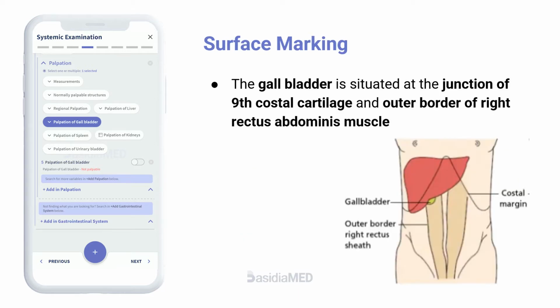Surface marking of gallbladder. It lies on the undersurface of the liver, in the main liver fissure, at the junction of right and left lobes of liver. The gallbladder is situated at the junction of 9th costal cartilage and outer border of right rectus abdominis muscle.